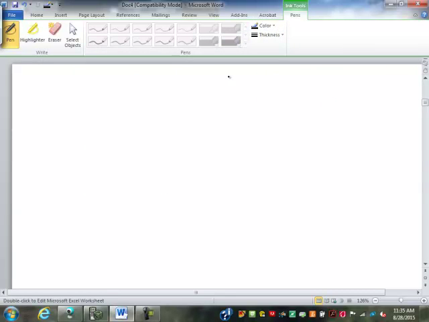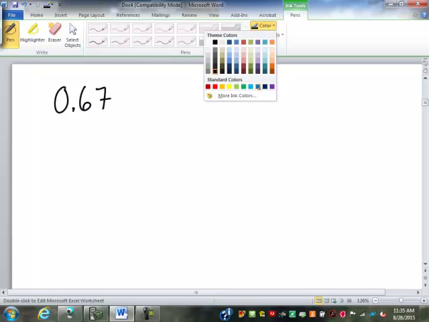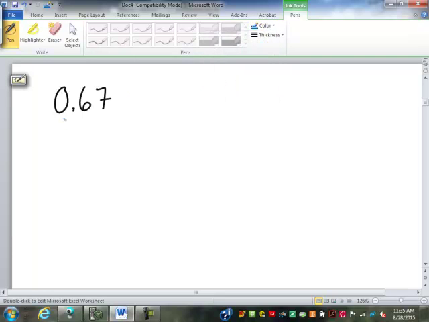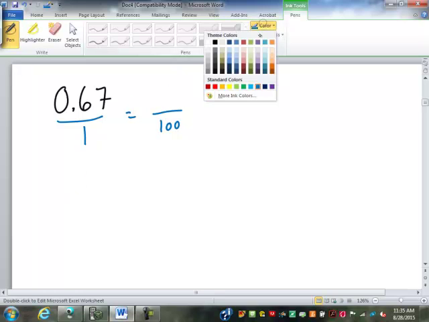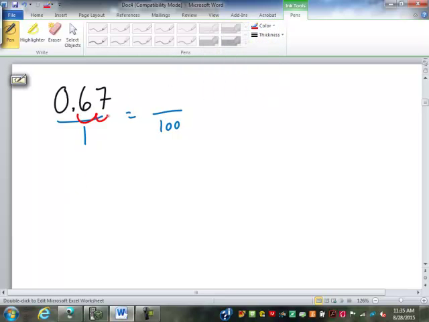Going the other direction is just as simple. If I have 0.67 and I want to turn that into a percent, well, a decimal, 0.67 is out of 1. A percent is out of 100. So I just need to multiply by 100, which is going to move the decimal point 2 spots back to the right, or 67. So 67 out of 100, or 67%.